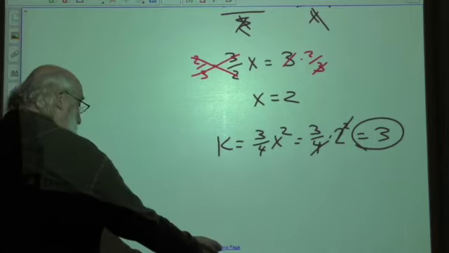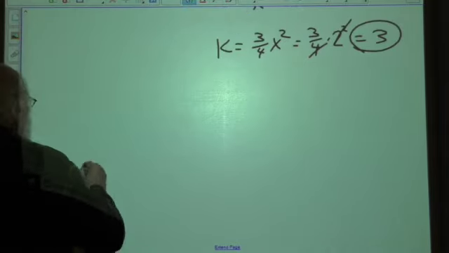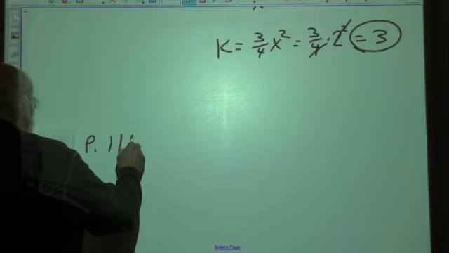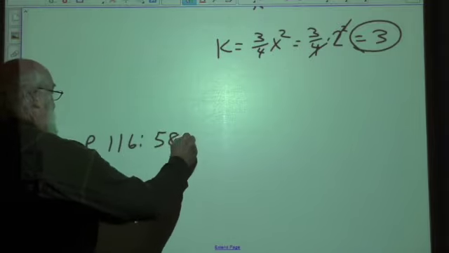So, practice problems. Page 116, 58 to 66 even.